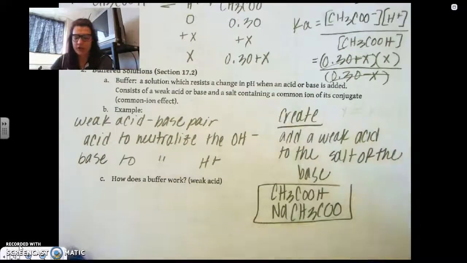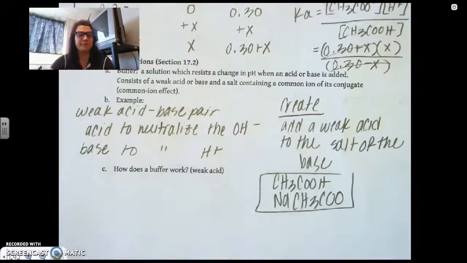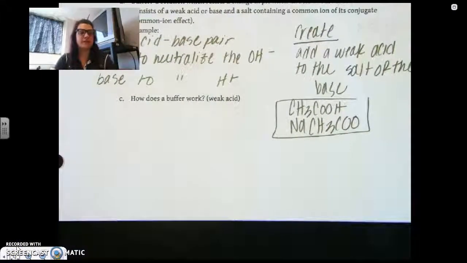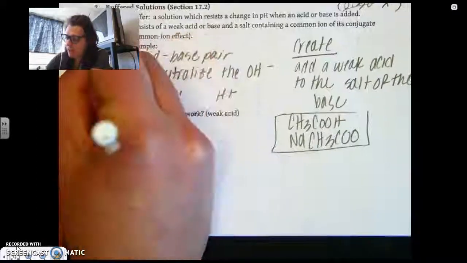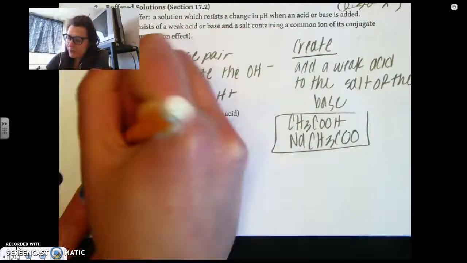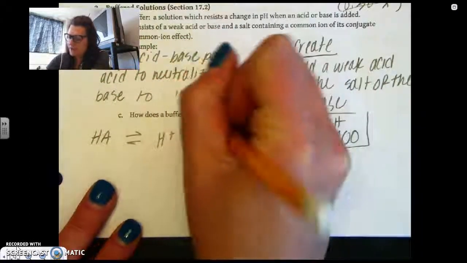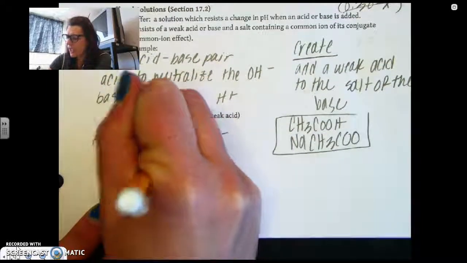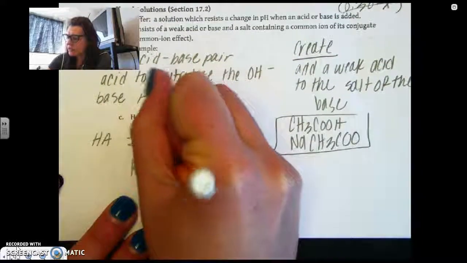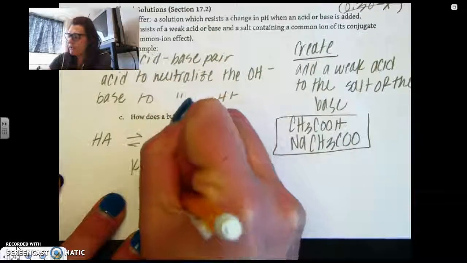Okay, so how does a buffer work? I'm going to specifically talk about how a buffer works as a weak acid. Okay, so let's digest here a little bit. So in the past, I've written generic acids as HA, okay? And then we can write the Ka for this to be H plus times A minus over HA. Okay, so this is nothing that you haven't seen before.